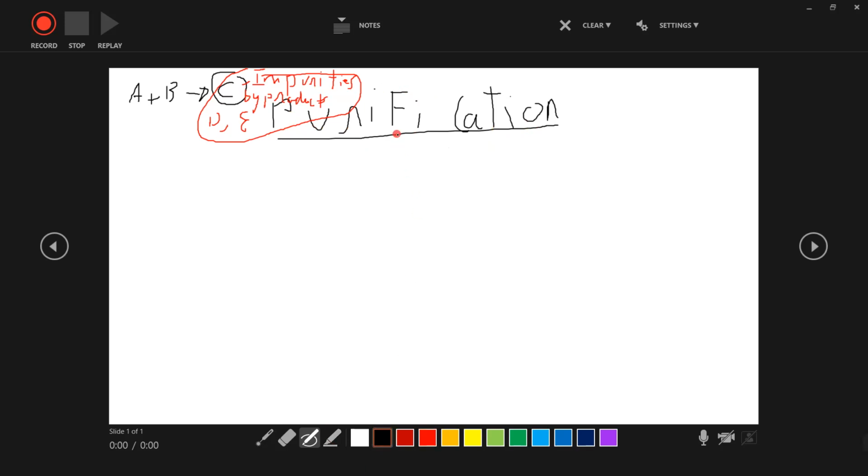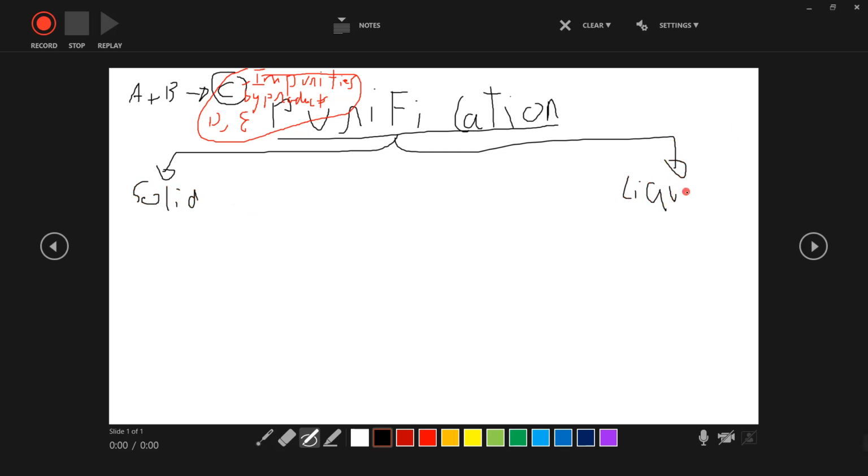Purification is divided into two, depending on the type of material that I am purifying: purification for solid material and purification for liquid material. Starting with liquid, how can I purify a liquid? By a process called distillation. Distillation is a process used to purify liquid compounds.